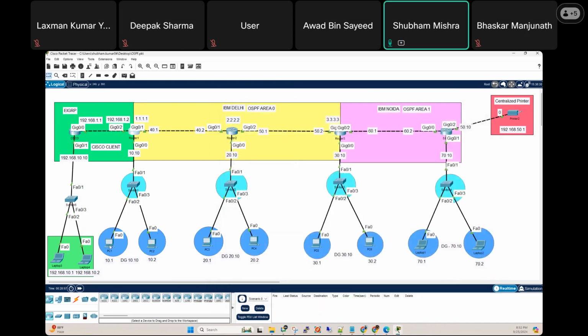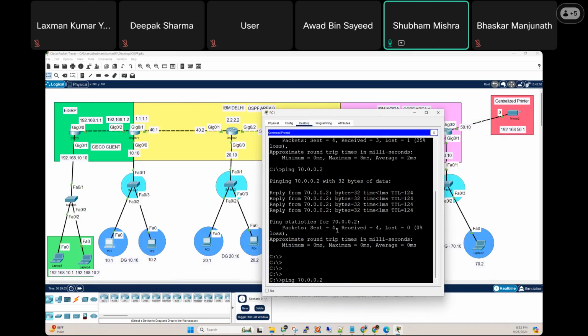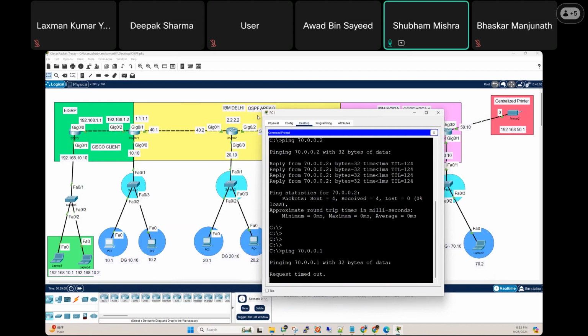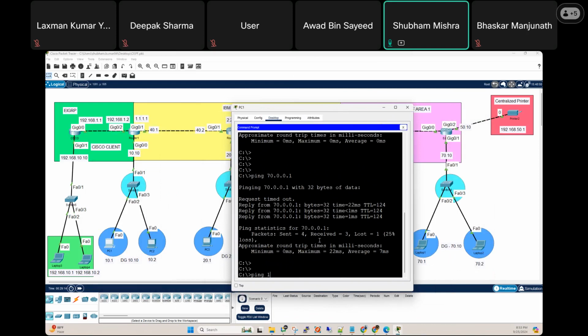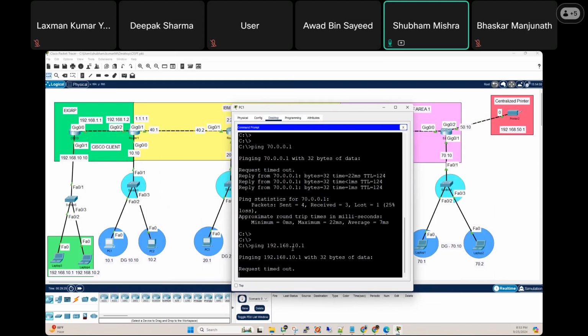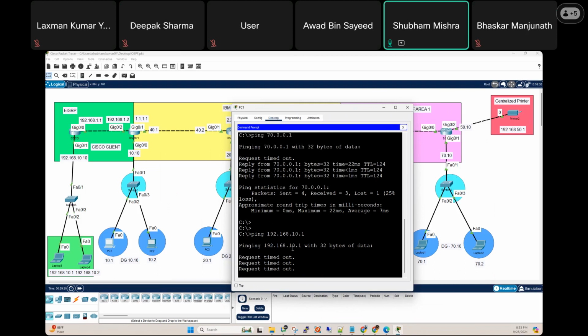But let's suppose you come here on this PC and you are pinging 70.2 or 70.1, you are able to ping. There is no problem. Yes or no? You can ping from here to 70.1. But if you try to ping 192.168.10.1, where is 10.1? This one, right? Are you able to ping? No. Different network, different routing protocol.